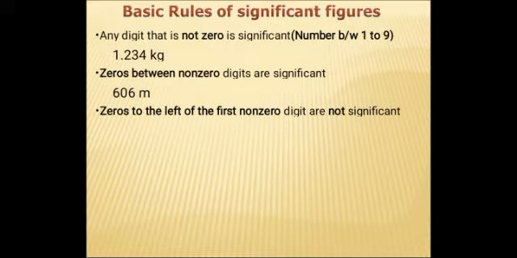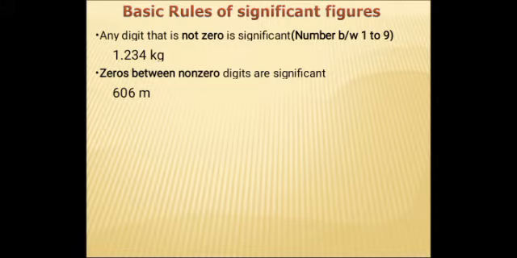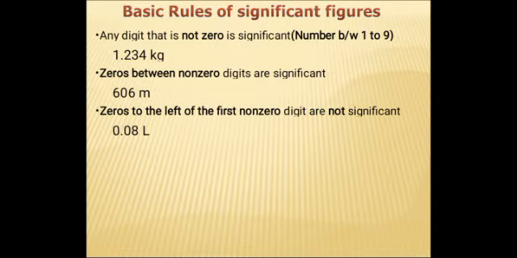Third is zero to the left of the first non-zero. Left means front. Zeros to the left of the first non-zero digit are not significant. It means any 0 before the first non-zero is not significant. For example, take 0.08. Before 8, 2 zeros are there, whether it is decimal or not, on the left-hand side there is no significance. So the digits are 3, but the significant number is 1.